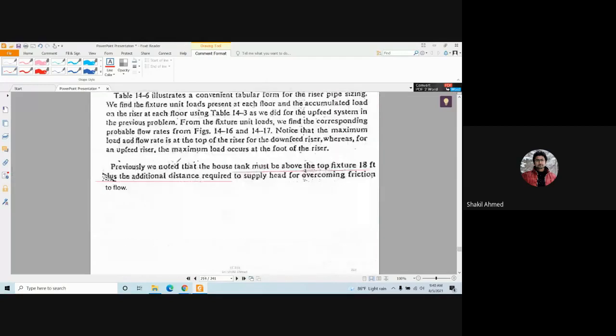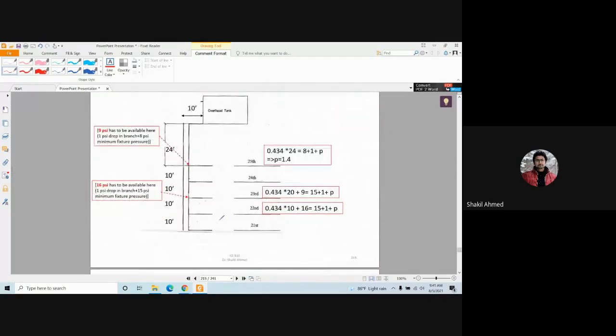If you look at zone 3, what's happening? At the topmost floor, you have the 25th floor, and this is your overhead water tank. We determined the minimum tank height, this is 24 feet. This is the 24th floor, 23rd, 22nd, and 21st.